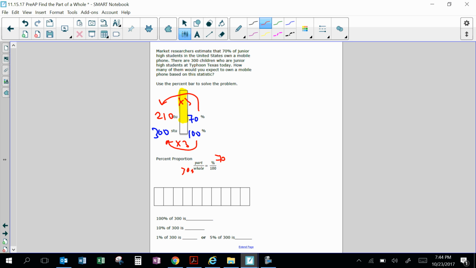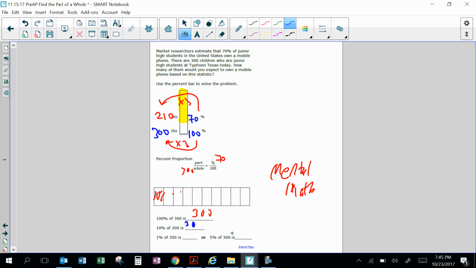Some people can do mental math. I still want you to show your work, but some people can do mental math. This represents 100% right here. 100% of 300 is 300 students. What would 10% be? Each one of these sections represents 10% because you divided 100% by 10. So if you have 300 students and you divide them into 10 groups, that means there will be 30 students in each group, which equals 300.